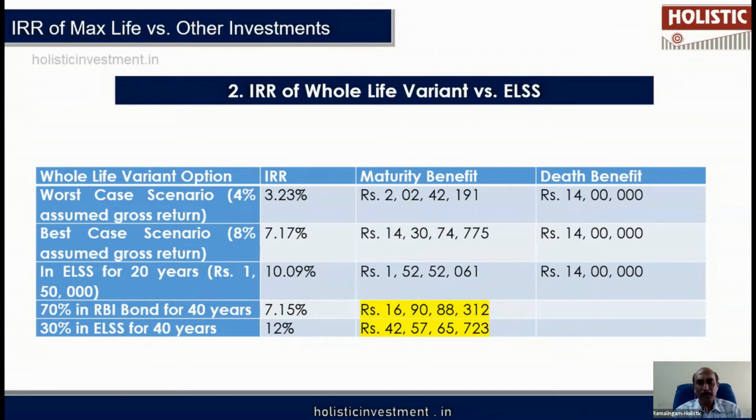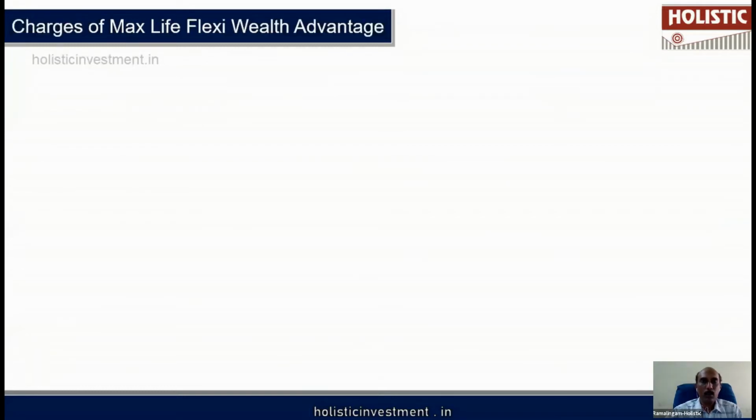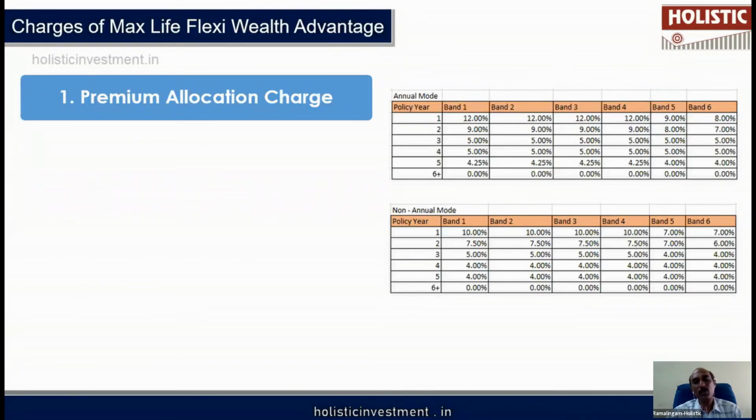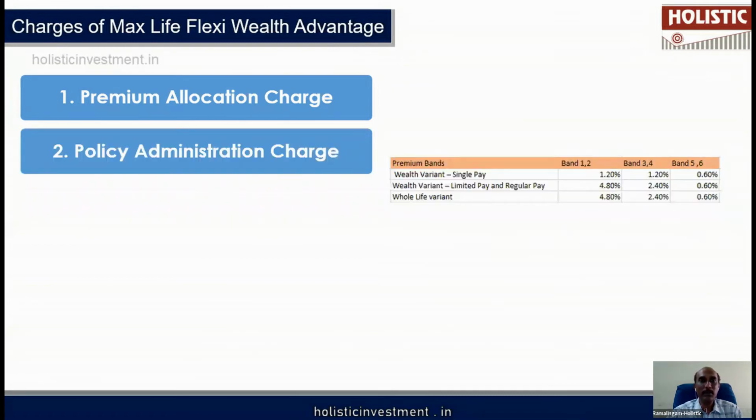If you compare, the whole life variant has a lot of weakness. It is giving you a mediocre return, not a risk premium return. So the ELSS RBI bond combination seems to be a much better combination for you. Why? Max Life gives you a lower rate of return because of its charges. Premium allocation charges are higher, between 4% to 12%. Definitely, this is on the much higher side.